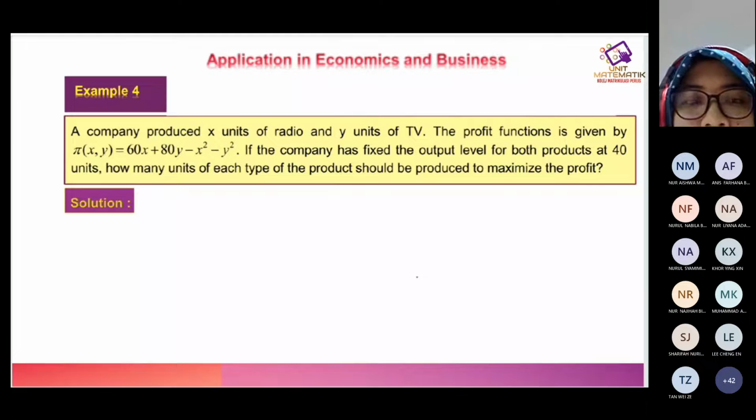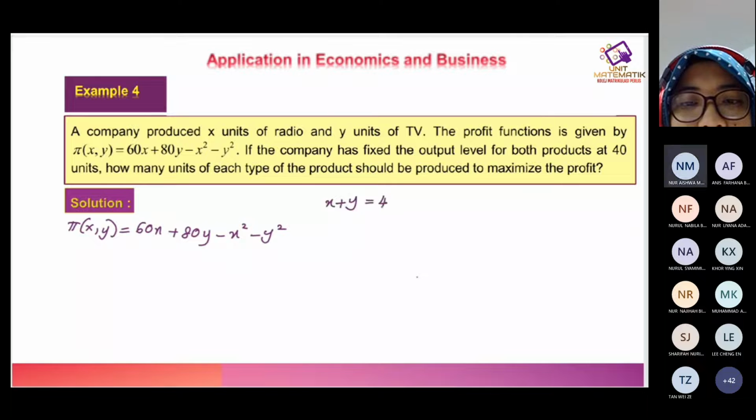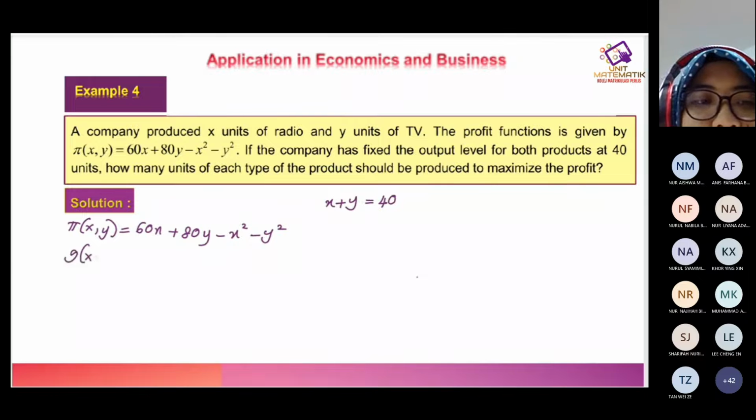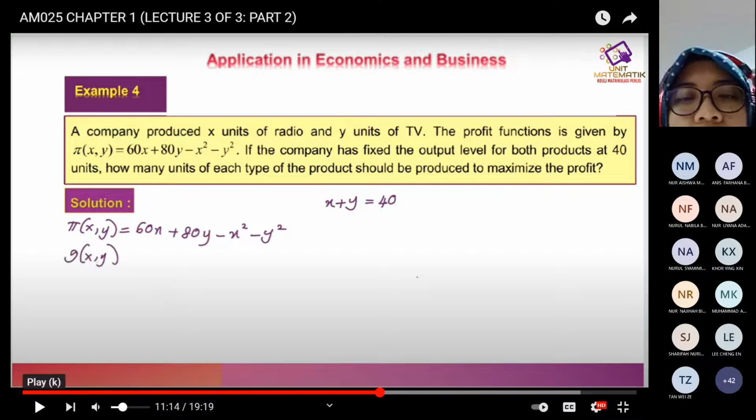To solve this question, first write the profit function. 60x plus 80y minus x squared minus y squared. Dengar betul-betul okay? Kat mana constraint dia? And the constraint x plus y equal to 40. That means g of x,y. Okay. Constraint dia ada di sini lah.